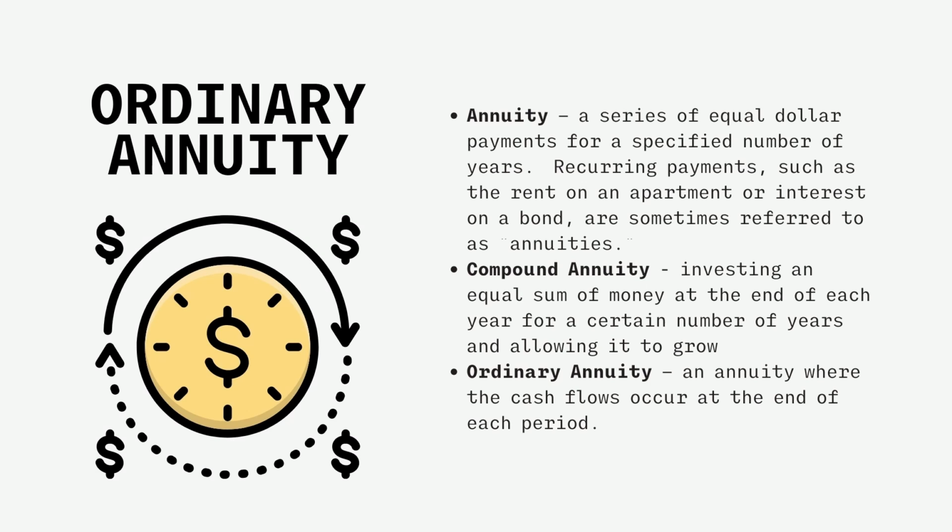Ordinary annuity. Annuity is a series of equal dollar payments for a specified number of years. Recurring payments such as the rent of an apartment or interest in a bond are sometimes referred to as annuities. When we say compound annuity, it means investing an equal sum of money at the end of each year for a certain number of years and allowing it to grow. Therefore, ordinary annuity is known as an annuity where the cash flows occur at the end of each period.